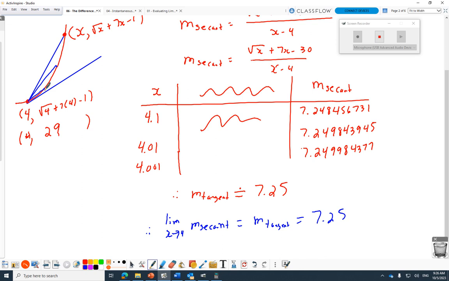Are you sure it can't go 2.499 and then go 7.3, 7.9? Like, are you sure that it's settling in? We're sort of believing in this. Once I see where it's headed towards, then I know that's what the slope of the tangent must be, because this is getting closer and closer to the slope of the tangent.